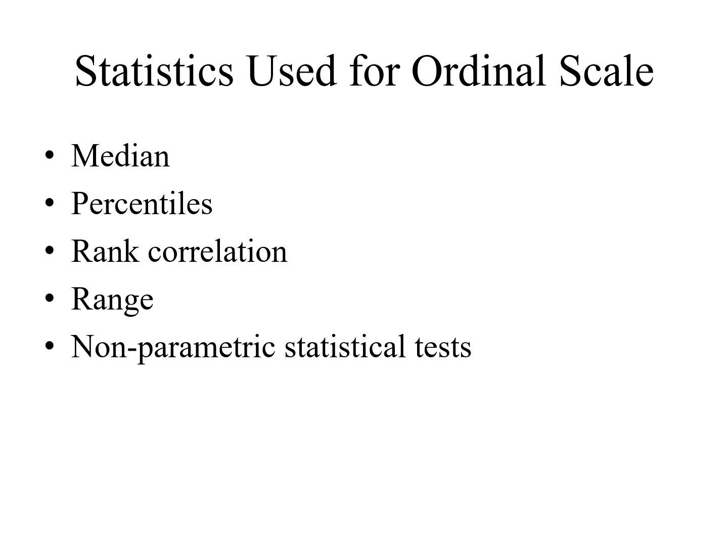Statistics used for ordinal scale. Since ordinal data involves ranking but not equal intervals, certain statistical methods are used. Common statistics include median, percentile, rank correlation, range, and non-parametric statistical tests. These techniques are suitable for analyzing ordered data without assuming equal differences.